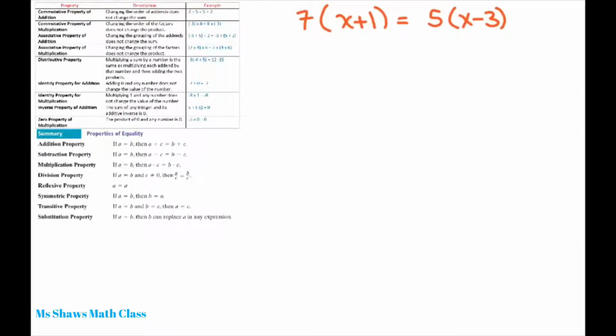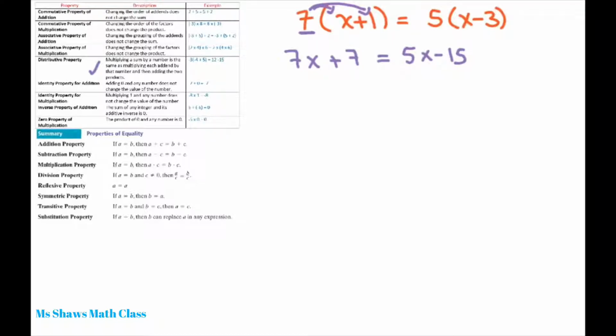For the first one, what we're going to use is the distributive property of arithmetic and go ahead and distribute this out. That means I'm going to multiply each term by this constant on the outside. So 7 times x is 7x. 7 times 1 is 7. And also do it on the right hand side of the equation. So you get 5x minus 15.